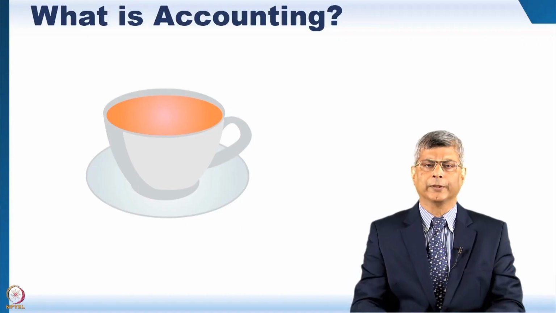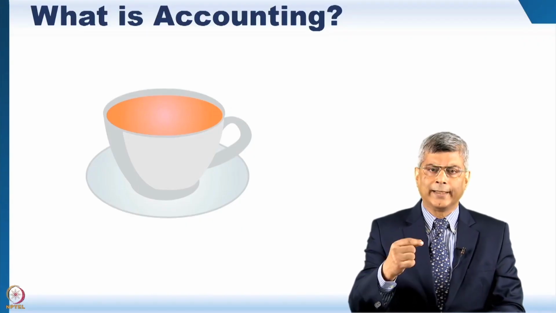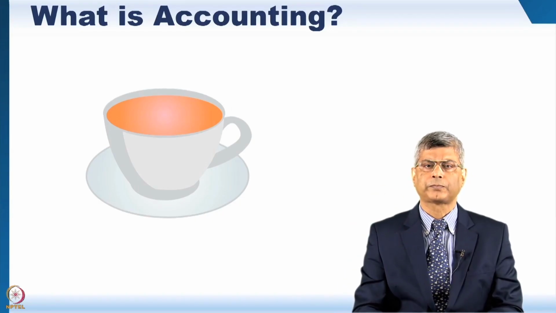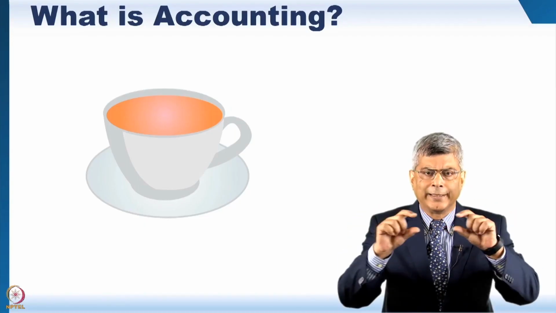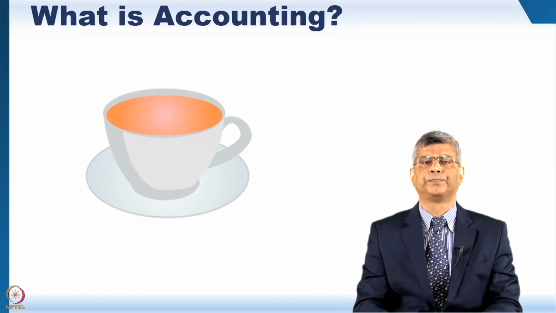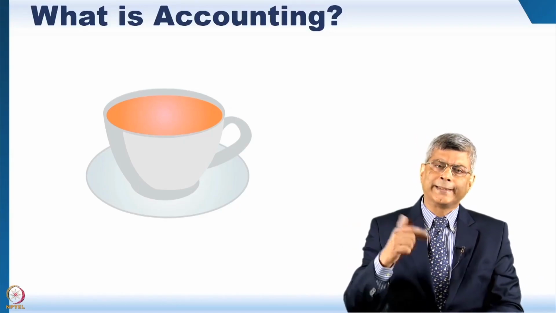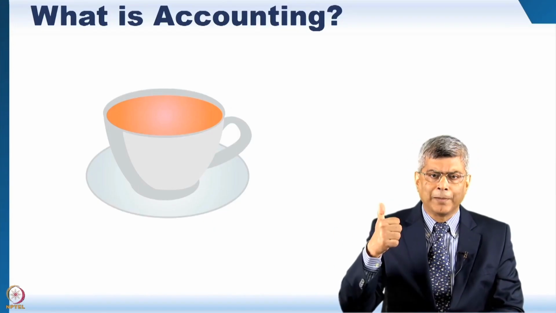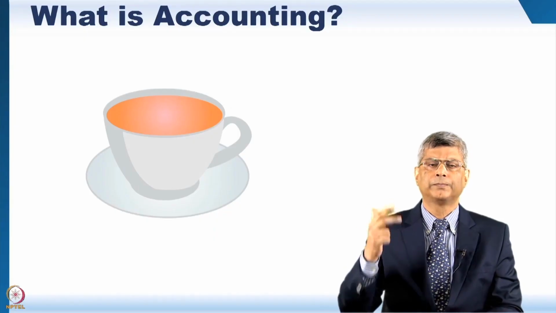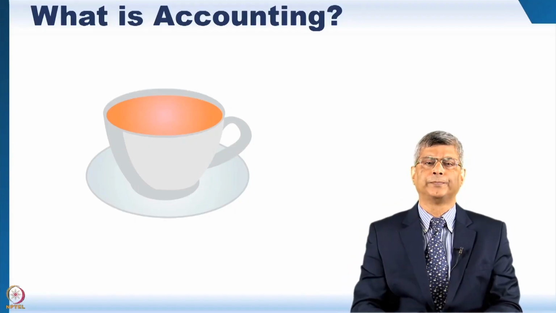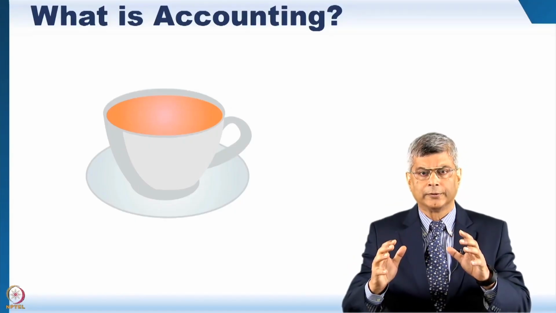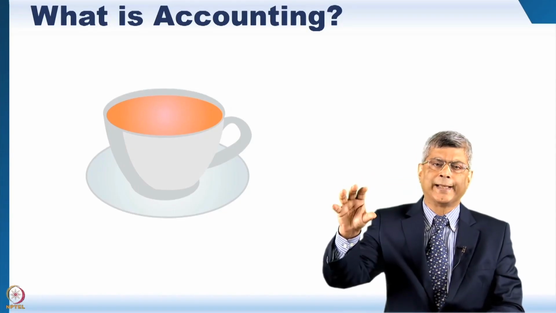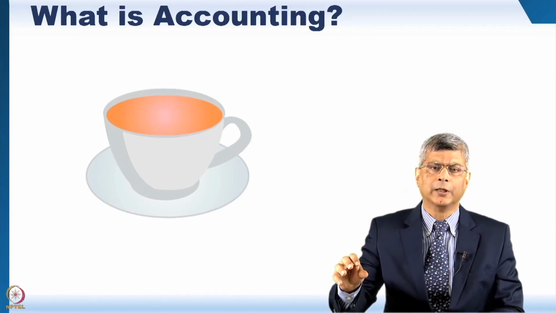So where does the finance part come in? Now let's say I sell 1 cup of tea at 100 rupees. Then 100 rupees is my sales or revenue. Now let's say to make that 1 cup of tea at 100 rupees, I buy milk, sugar, and tea for 80 rupees. So my cost is 80 rupees. My profit is 100 rupee sales minus 80 rupee cost, which is 20 rupees.